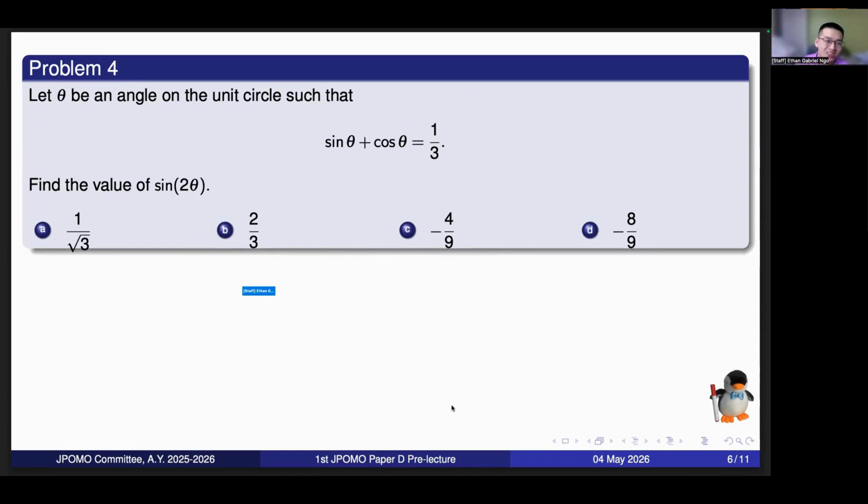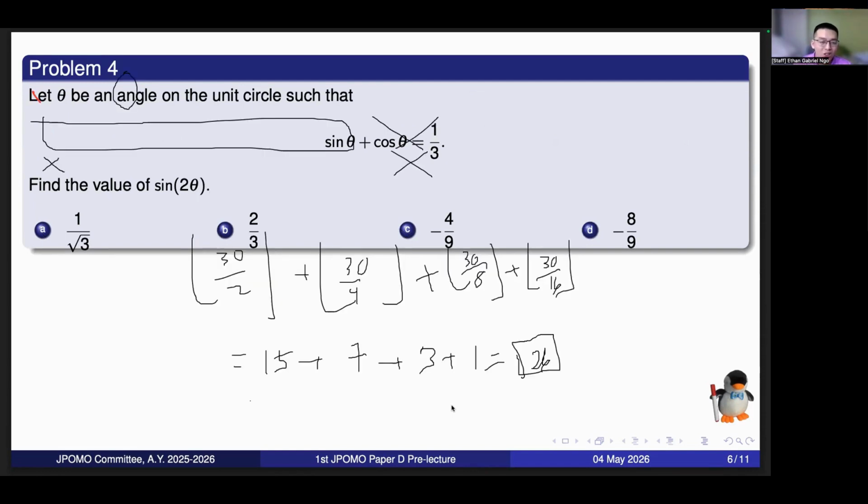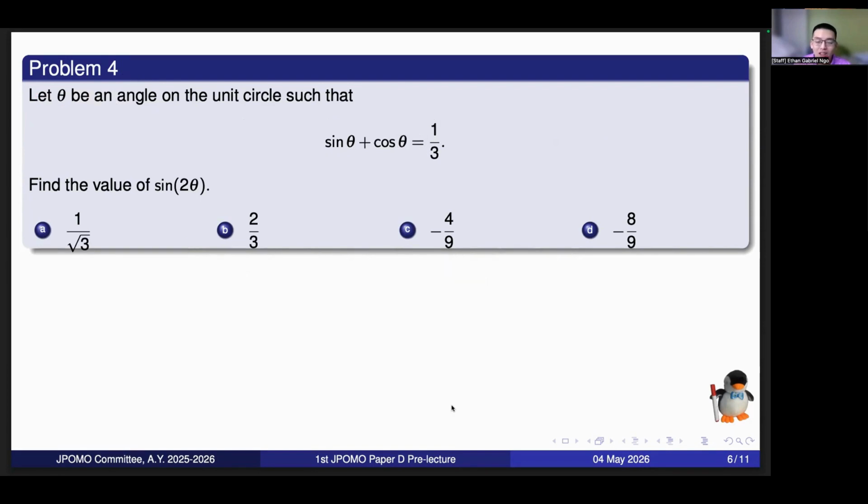This question is a trigonometry question. Let theta be an angle on the unit circle such that sine theta plus cosine theta equals 1/3. Find the value of sine 2 theta.